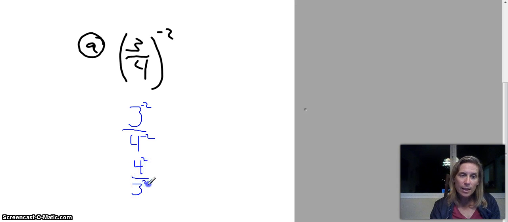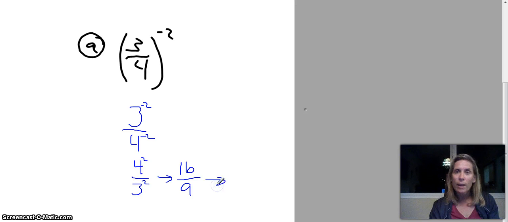Good. And yes, we know the value of 4 to the second. 4 to the second is 4 times 4, 16. 16 over 3 squared, which is 9. And that's improper, so let's change it to a mixed number. 9 goes into 16 once, and we have a remainder of 7, which is still being divided by 9.